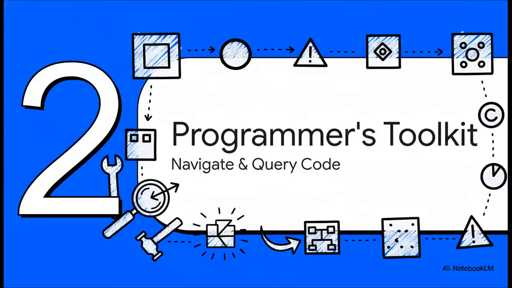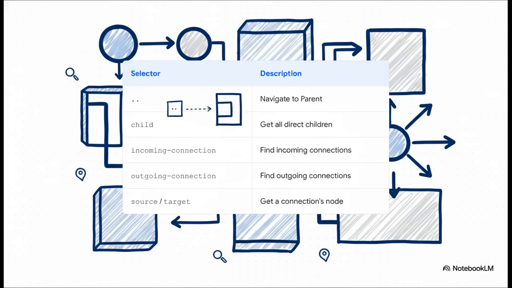Okay, so if everything's an object, how do we find the specific ones we're looking for? Well, that's where the Programmer's Toolkit comes in. The API gives us some really powerful ways to navigate and query this whole model. First up, we have selectors. Now, if you've ever used CSS selectors to style a web page, this is going to feel super familiar. It's basically a path language for your diagram. You can ask for the parent of an element with ... or find all the arrows pointing out of a box with outgoing connection. It's like having a GPS for your diagram structure.